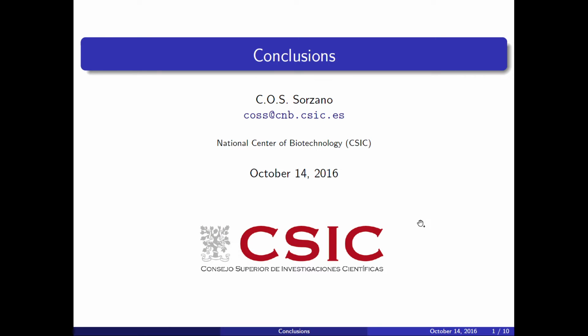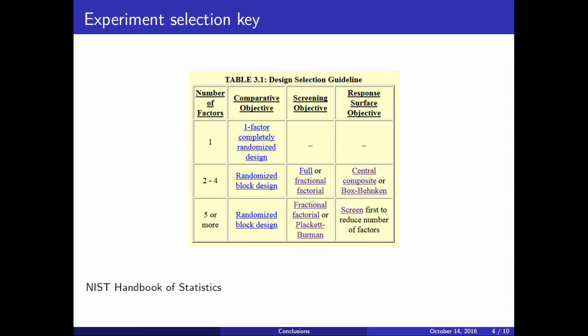So in this last video we will draw some conclusions about the course on experimental design, and the first conclusion is that the main factor, or the main driver, to choose one experiment or the other is the number of factors that you have.